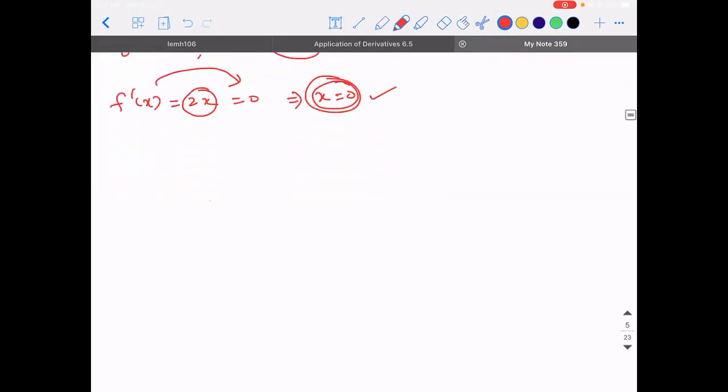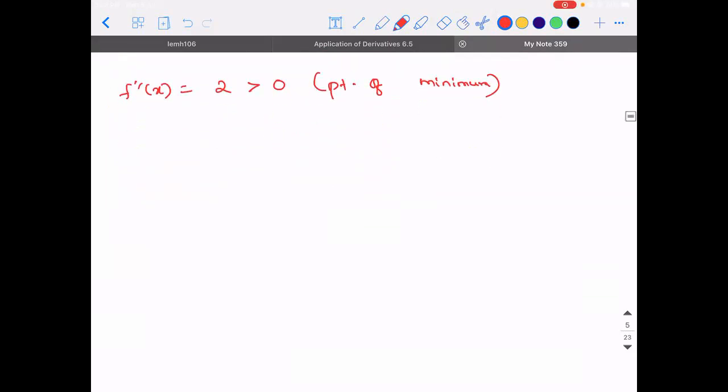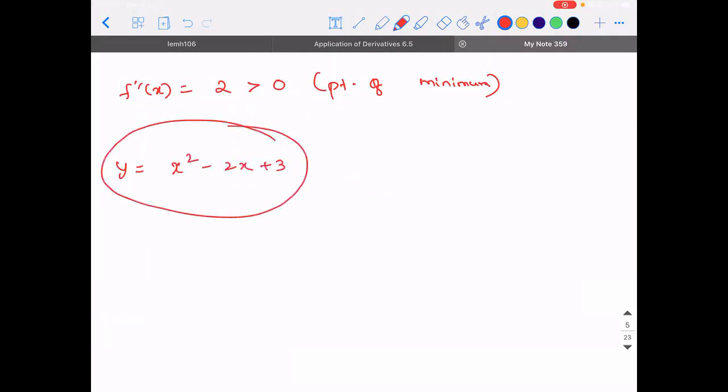Okay, first point. The second point to be noted here is what is f double dash of x? It is 2. When f double dash of x is greater than 0, then it should be a point of minimum. That is what we got in the previous case. Are you able to understand? So this is what happens. Similarly, you can try out for y is equal to x square minus 2x plus 3 and tell me what is the answer. I'll give you 1 minute time. Do it guys.